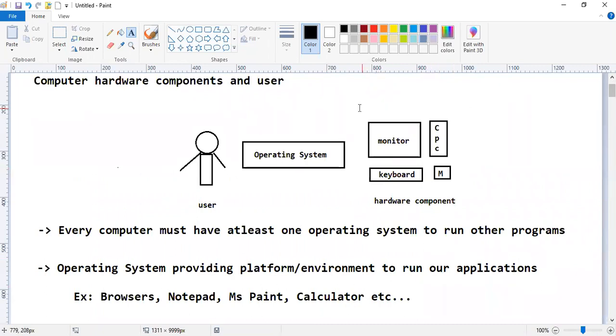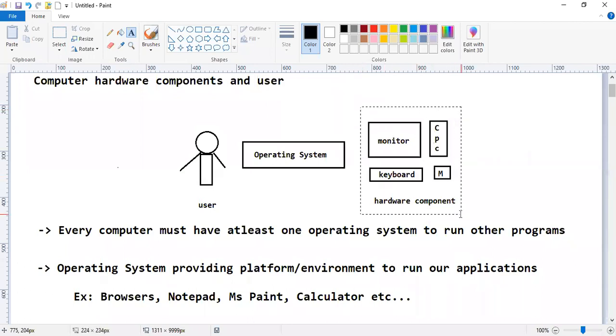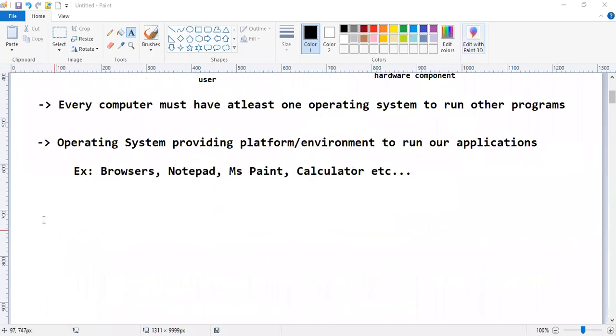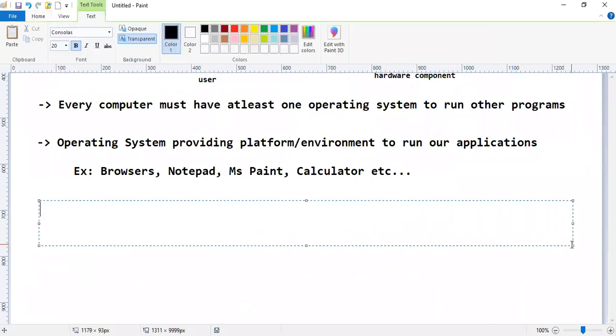So similarly, if you want to communicate with a computer, you need to know the computer language. Computer programming languages you need to know, like Java or C, C++, Python, Pascal, COBOL, Fortran. There are so many programming languages available. By using those programming languages, we are going to communicate with the computer. But operating system is helping us to communicate with the computer without knowing computer programming language. Are you guys able to understand?